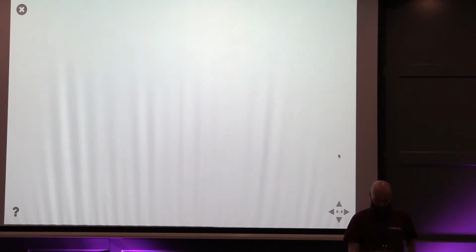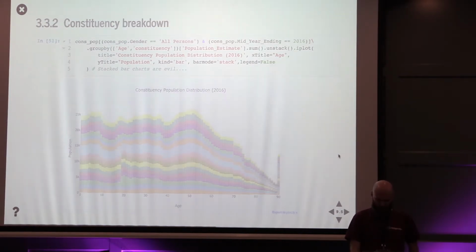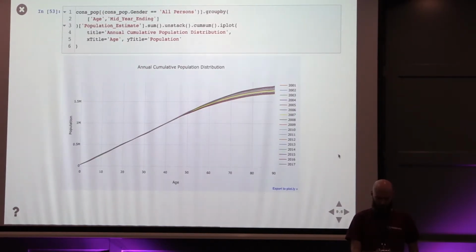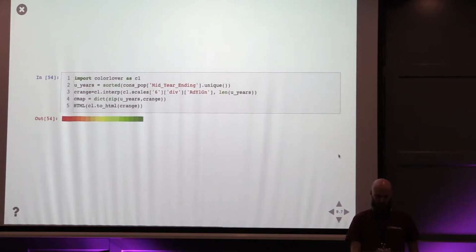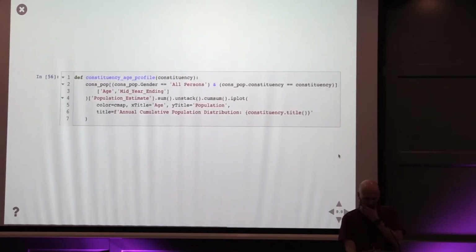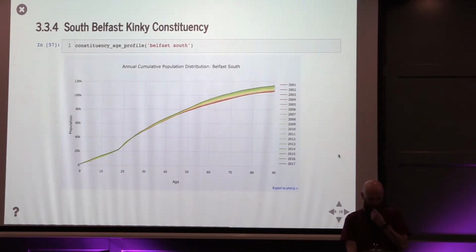I will be very, very quick. Stacked bar charts can go to hell. I like these rainbows, but I don't like the color scheme, so we'll wrap it in a nice handler with a better color scheme, and yeah, we get these lovelies. So let's step through some entertaining bits, hopefully. So South Belfast, I've called the kinky constituency. That's basically because at 18, all of the students go there.